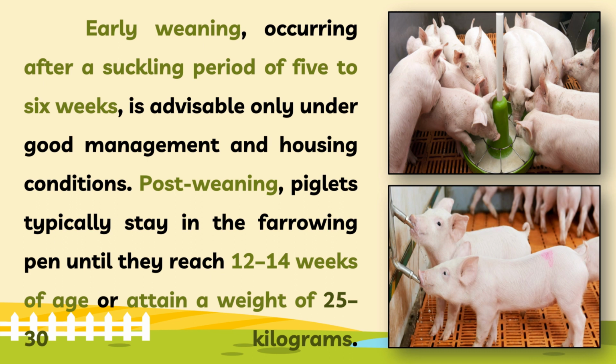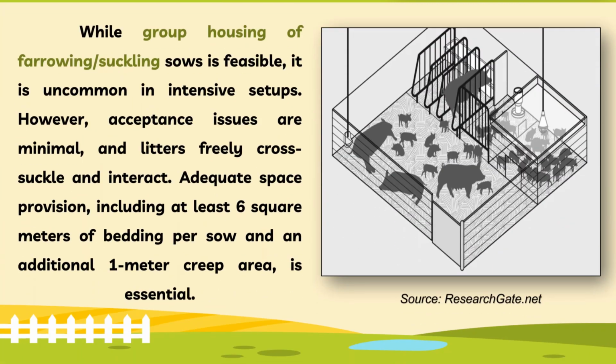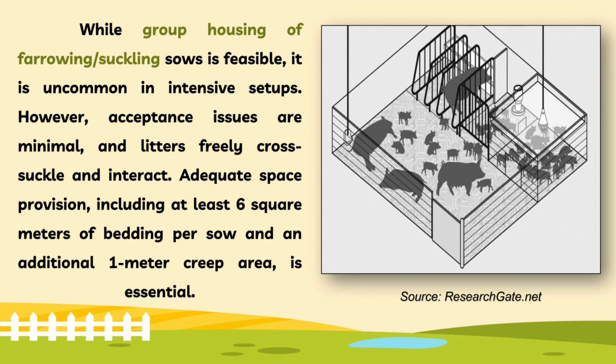Early weaning, occurring after a suckling period of 5 to 6 weeks, is advisable only under good management and housing conditions. Post-weaning, piglets typically stay in the farrowing pen until they reach 12-14 weeks of age or attain a weight of 25-30 kilograms. While group housing of farrowing, suckling sows is feasible, it is uncommon in intensive setups.